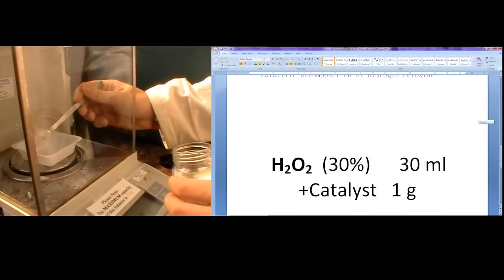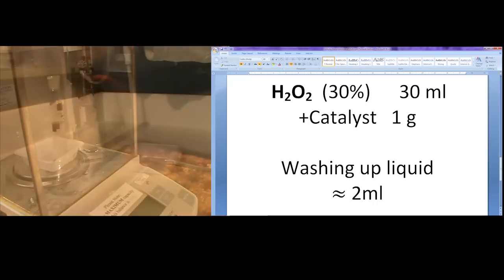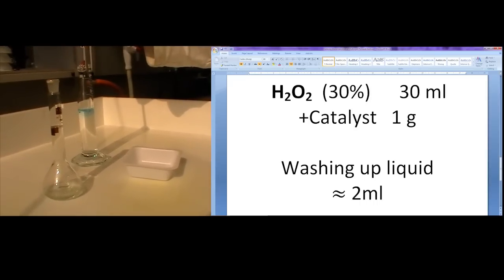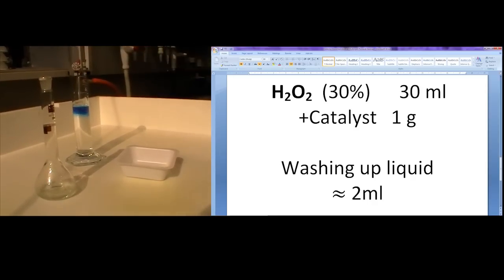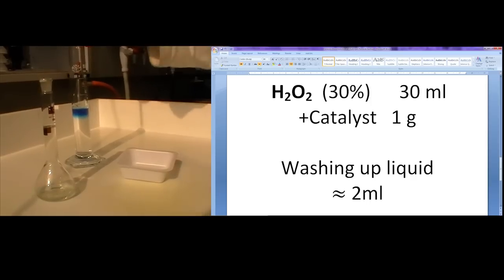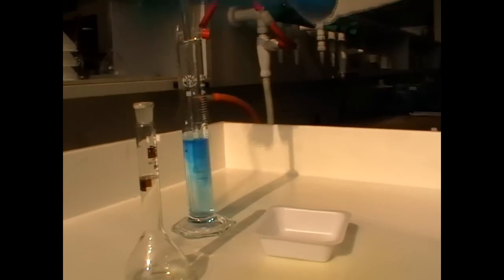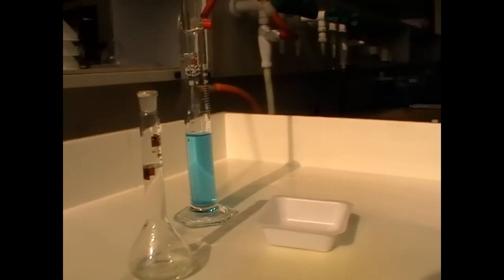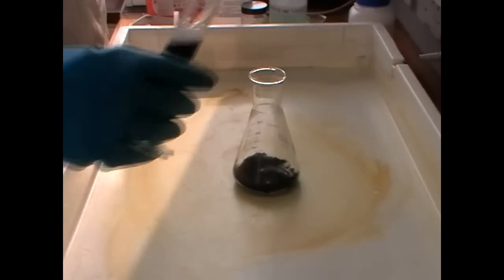Now, to do this experiment yourself, you will need some hydrogen peroxide. We used 30% and 30 ml for each one, about 1 gram of catalyst, and about 2 ml of washing up liquid. The washing up liquid will give a good visual representation of the oxygen formed in the reaction. Basically, it will make bubbles. We also used a bit of food colouring, but that didn't really make much difference. So all you need to do is mix the washing up liquid and the hydrogen peroxide, put it in a suitable container, and then mix it with the catalyst.